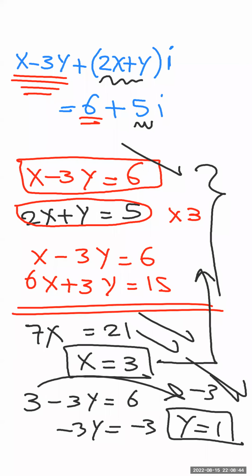Guys, sorry, there was a mistake here. Actually, if we shift this number to the other side, it becomes -3. So 6 minus 3 means 3, not -3. This is wrong. It's a 3. So now y will equal -1. Sorry, guys. Okay.